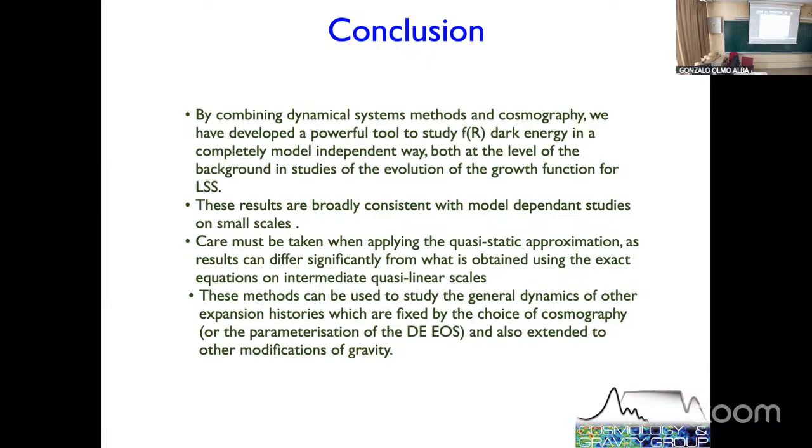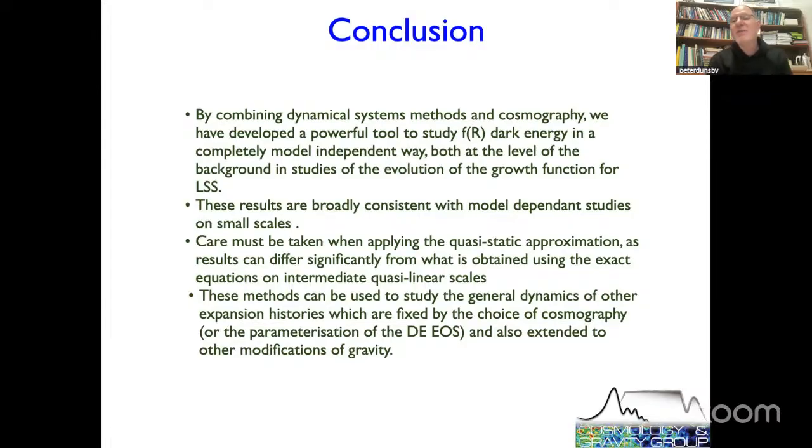I was wondering about the extension of this approach to other theories, in particular since F of R can be seen as a particular case of scalar tensor theory, like Horndeski. Has anybody tried to implement this approach in the Horndeski family or in some scalar tensor theory? Certainly, yeah, this is something that's on our radar. We are working on this.